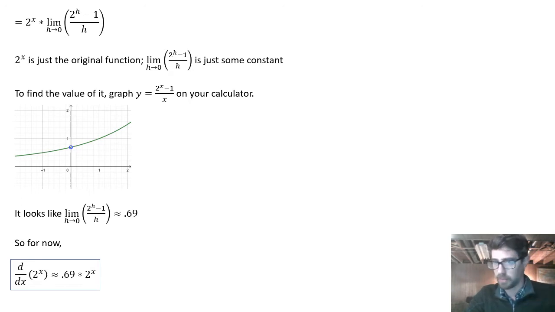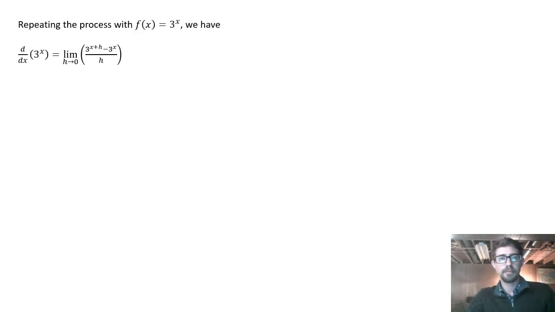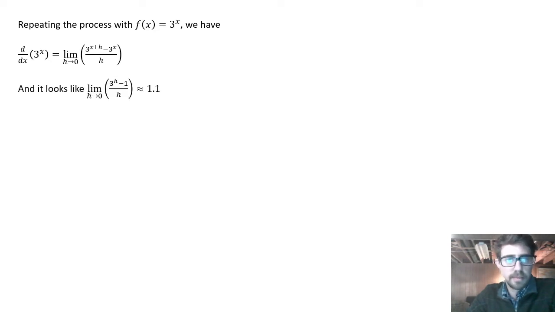times some number. We're going to do the same thing with 3 to the x, but I'm going to spare you the details. Exactly the same thing happens. We factor out the 3 to the x, we bring that out front, we get that the derivative is 3 to the x times this limit. The limit of 3 to the h minus 1 over h. Do the same thing, graph 3 to the x minus 1 over x on your calculator. There's a hole at 0, but that hole looks like it just goes through about 1.1 approximately.